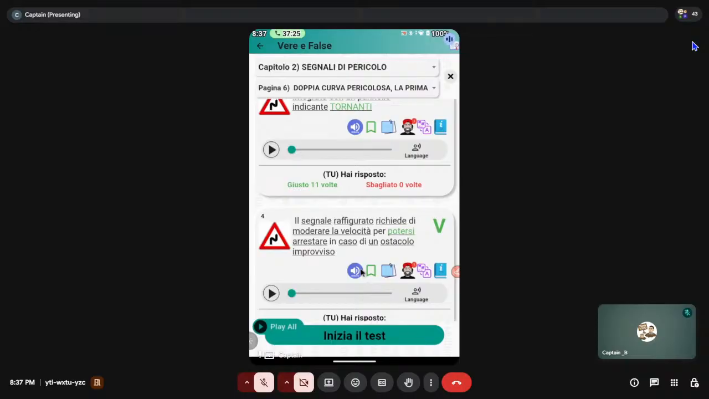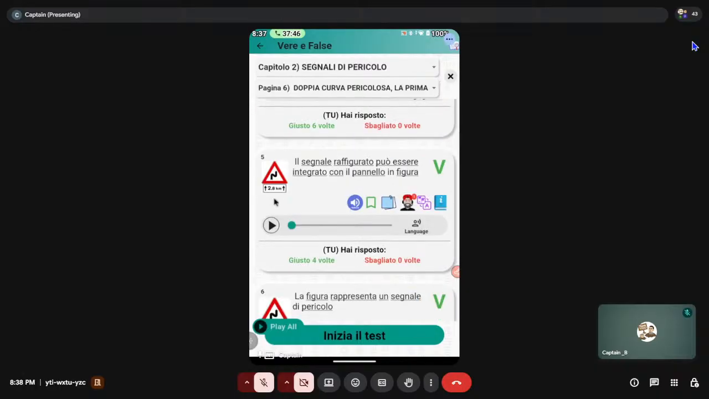Now, this sign that is referring to, richiede di moderare la velocità per potersi arrestare, can also mean prepare to stop, right? To arrestare means to stop. In the case of an obstacle improvviso means a sudden obstacle. Yes, and it is true. The same as the previous one. Look at it here.